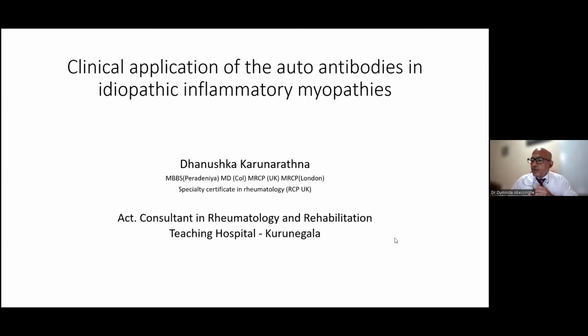So we'll move on to the next speaker. Today, the college lecture will be done by Dr. Danushka Karunaratne. Dr. Karunaratne graduated from University of Peradeniya, and he was a specialty registrar in rheumatology in Eastbourne District General Hospital. Currently, he is consultant in rheumatology and rehabilitation at Teaching Hospital, Kurunegala. So he'll be talking about clinical application of the autoantibodies in idiopathic inflammatory myopathies.